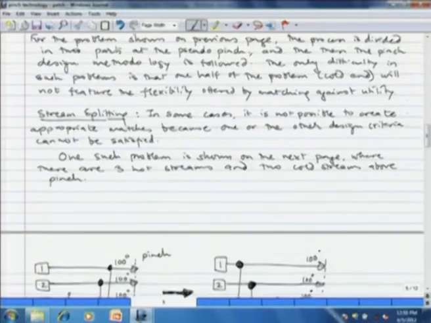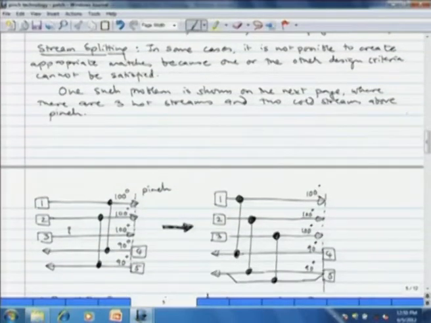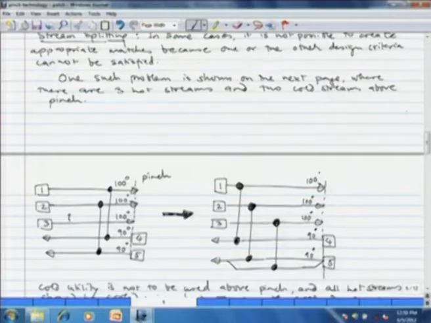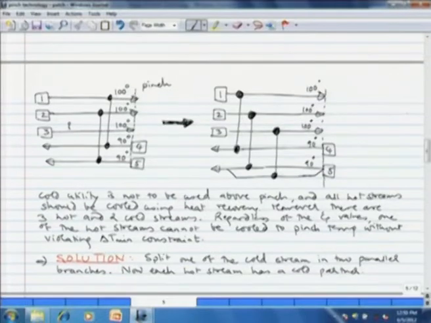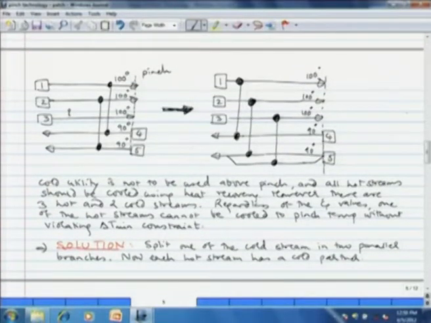Now, let us see one peculiar aspect of pinch design for a heat exchanger network, that is stream splitting. In some cases, it is not possible to create appropriate matches because one or the other design criteria cannot be satisfied, and one such problem is shown here, where we have 3 hot streams and 2 cold streams above the pinch region. If we follow the tick off heuristic, then we can place 2 matches which will tick off either hot or cold streams, but we shall still be left with 1 hot stream for which there is no matching cold stream.